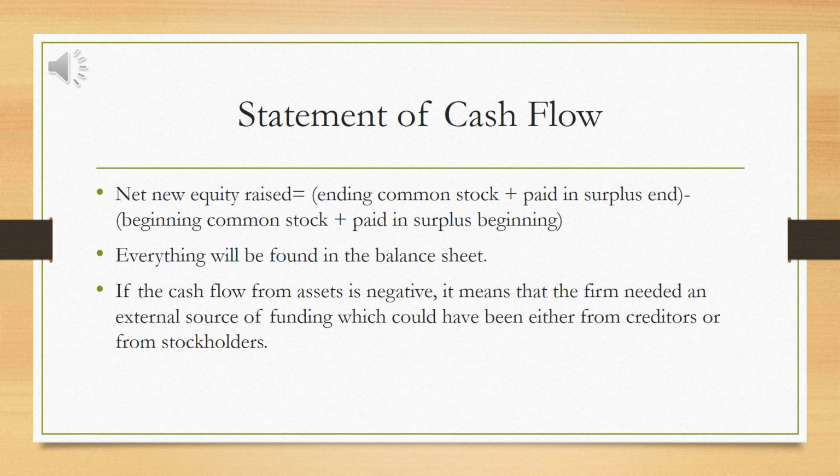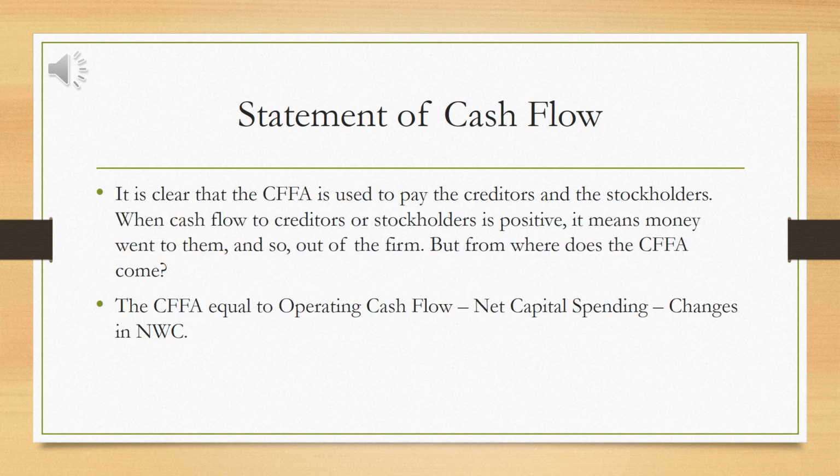If the cash flow from assets is negative, it means that the firm needed an external source of funding, which could have been either from creditors or from the stockholders. It is clear now that the cash flow from assets is used to pay the creditors and the stockholders. When cash flow to creditors or stockholders is positive, it means money went to them, and so out of the firm. But from where does the cash flow from assets come?